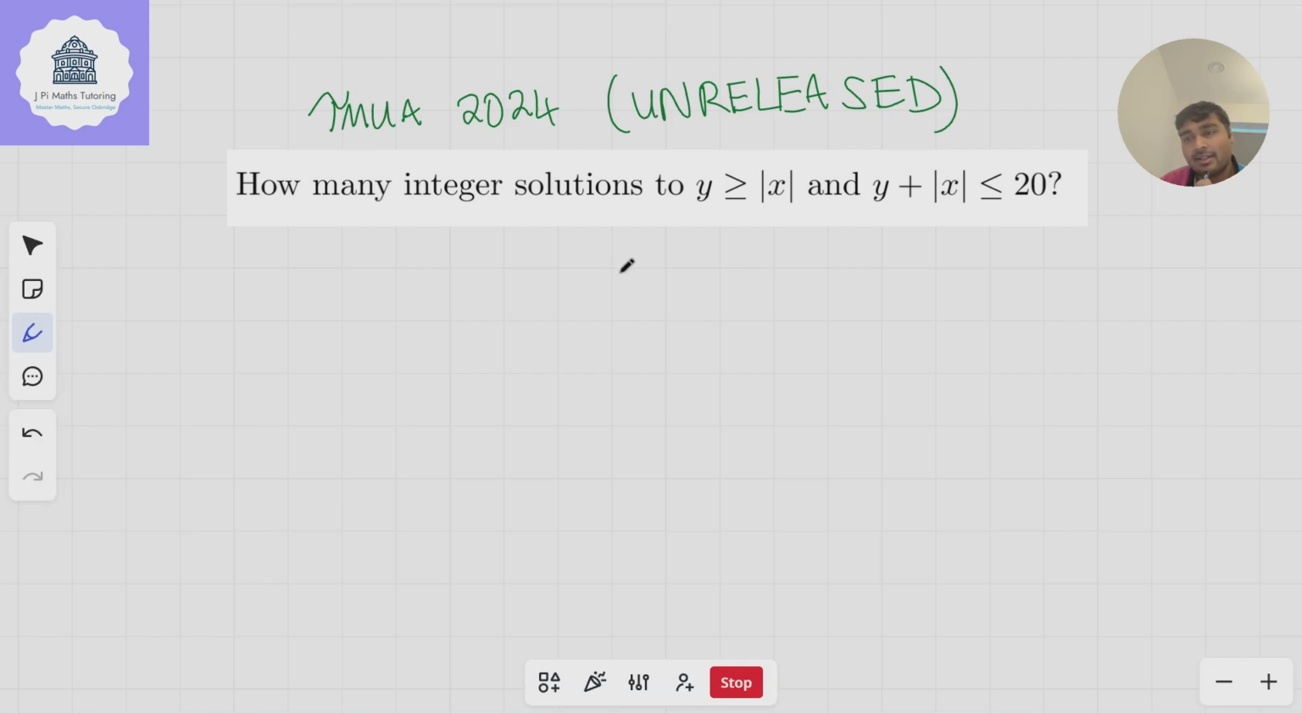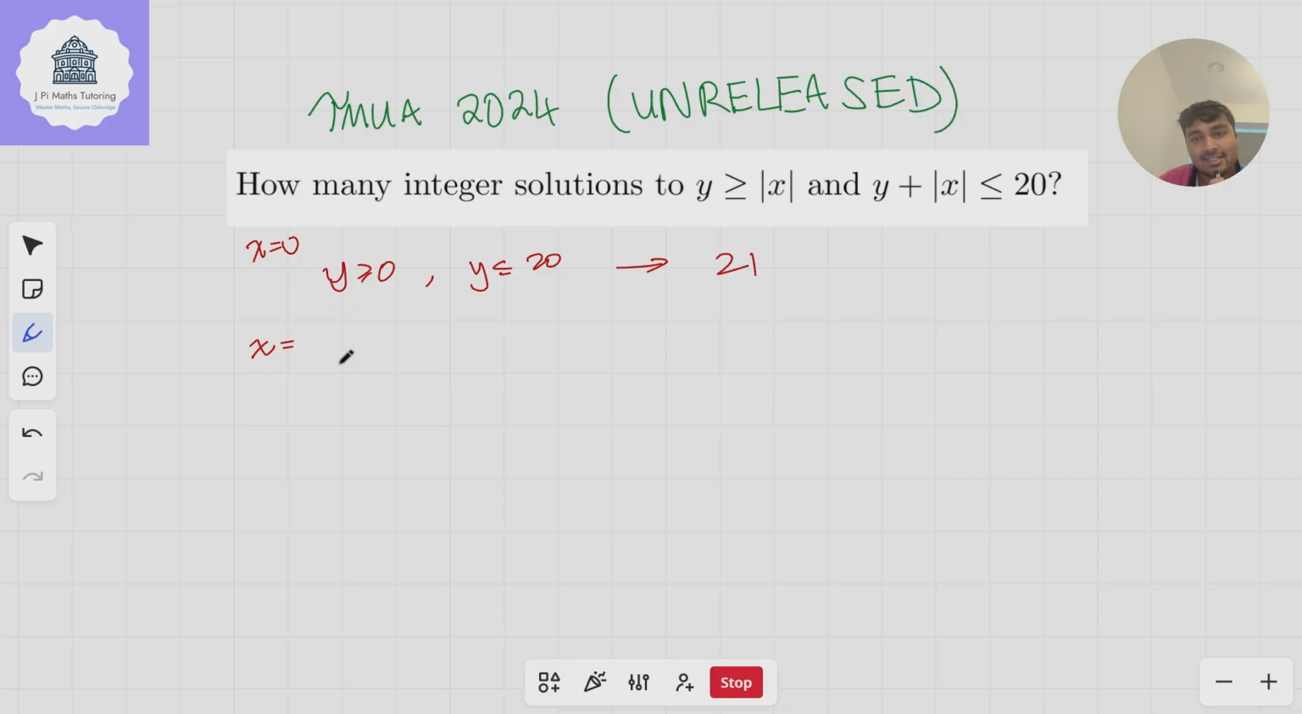So let's just mess around and pick a value of x. Because we're dealing with modulus, let's start with x is 0. So when x is 0, we want y to be at least 0 and y to be at most 20. How many solutions are there? In other words, y has to be bigger than or equal to 0, and less than or equal to 20. Well, there's 21 solutions there. Cool.